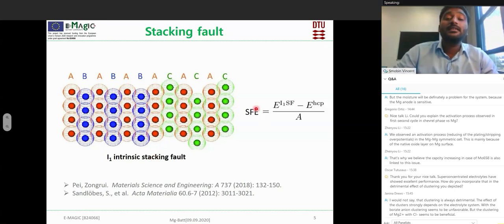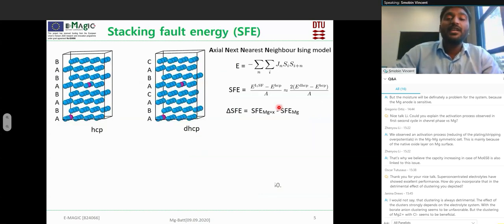The stacking fault energy is normally calculated in ab initio or DFT calculations using this equation. The first term is the energy of the structure with a stacking fault, and the other one, E_HCP, is the normal HCP system, divided by the area of the stacking fault. But computationally calculating the energy of the stacking fault structure is very expensive, because we have to calculate the stacking fault structure. And since we are evaluating 33 dopants in this work, we used an axial next nearest neighbor Ising model.